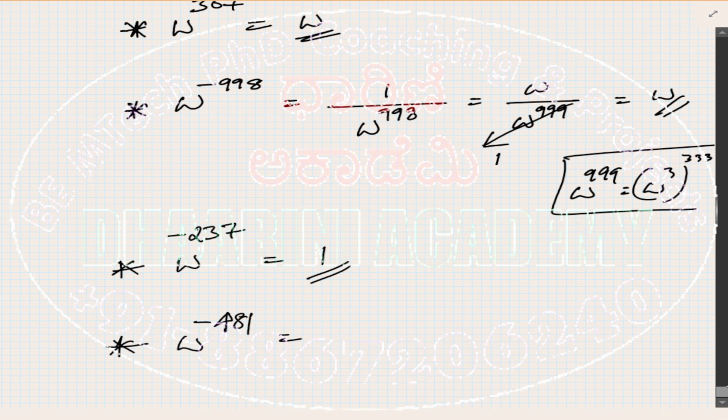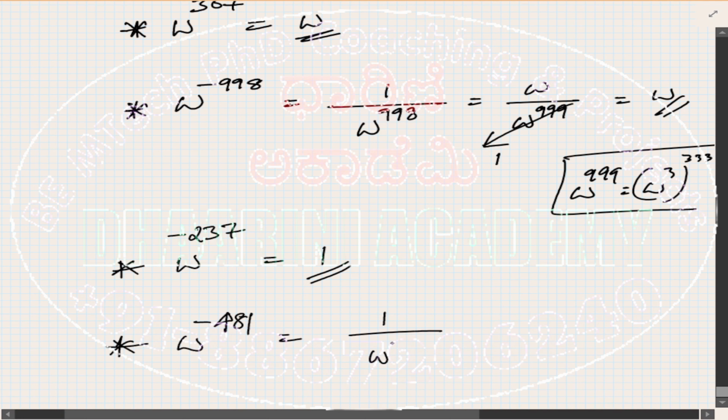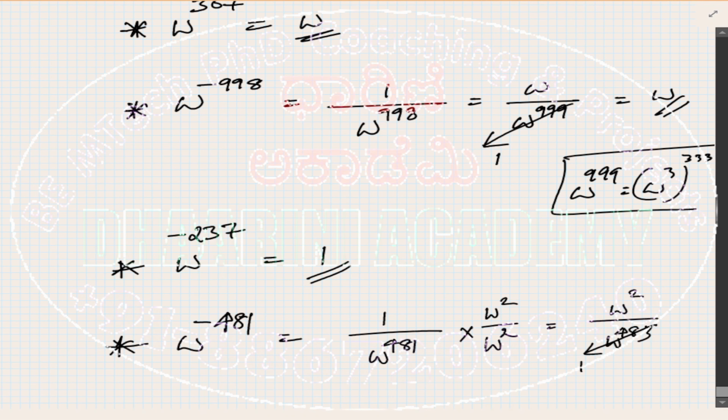Alright, then omega to the power minus 481 is equal to 1 divided by omega to the power 481. Now 481 is not divisible by 3, right? What you do, you have to make this 481 into a number that is divisible by 3. What is that number? Not 482, is it 483? So to make 483, I have to supply how many omegas? 2 omegas, right? So I give 2 to the denominator and 2 to the numerator. This means the numerator is omega square divided by the denominator omega to the 483. Now this denominator is 1 now, correct?